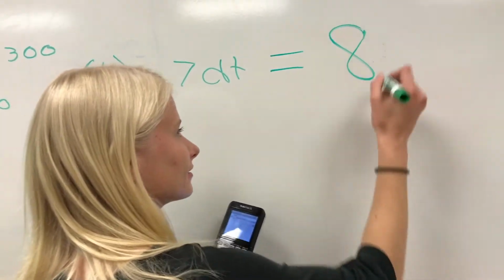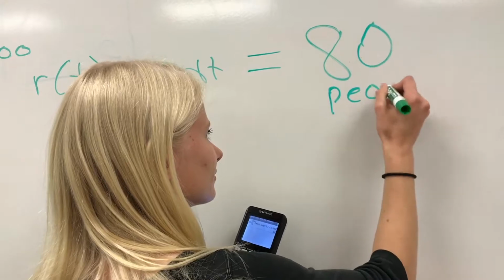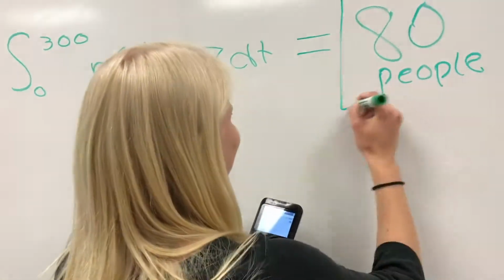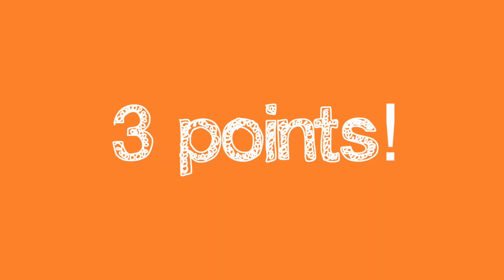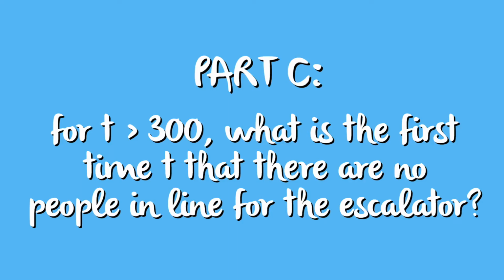Type this integral into your calculator and add 20 to get 80 people at time 300. In this part, we think you'd receive 3 points: 1 for the initial number of people, 1 for the integral, and 1 for the answer. For time greater than 300, what is the first time t that there are no people in line?